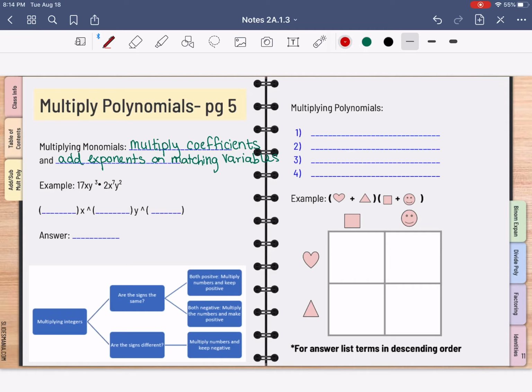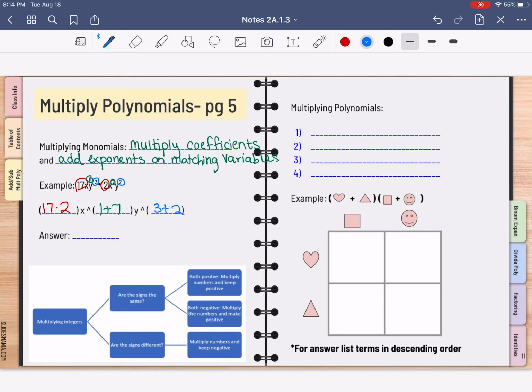You multiply coefficients and you add exponents on matching variables. So in our example, it says 17xy cubed times 2x to the 7th y squared. The first thing you're going to do is multiply your coefficients, the numbers in front. So 17 times 2. Then you add your exponents on the matching variables. This is x to the power of, that's the little caret, you use shift 6 to get there. That's what you do if you can't make an exponent. Technically it's x to the power of 1 right here and 7 right here, so you add the exponents, 1 plus 7. And on the y, you have a 3 and 2, so you add those together.